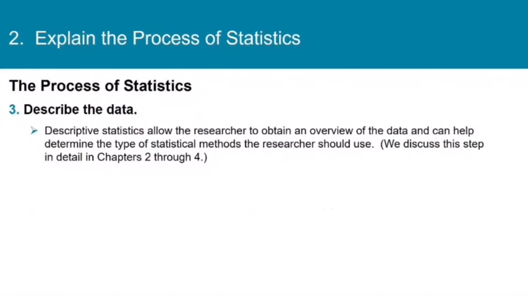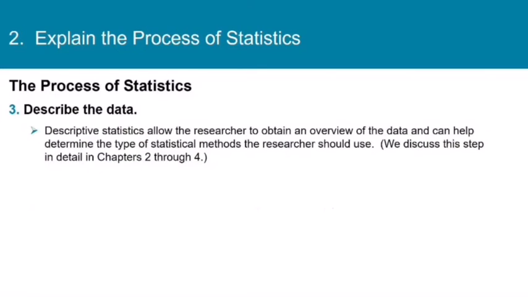After we collect the data, the next thing to do is describe the data. Descriptive statistics allow the researcher to obtain an overview of the data and can help determine the type of statistical methods the researcher should use. And this is the focus of chapters 2 through 4. So should we use a mean or a median? Does the mode help us at all or not? If we want to talk about how far the data are spread out, should we talk about the range of the data or the variance or the standard deviation? So all of those things are numerical summaries of our sample.